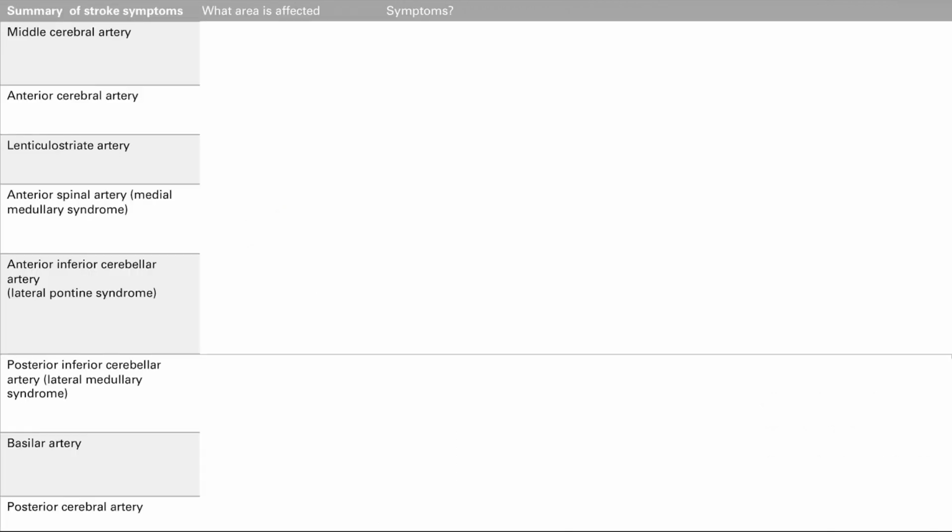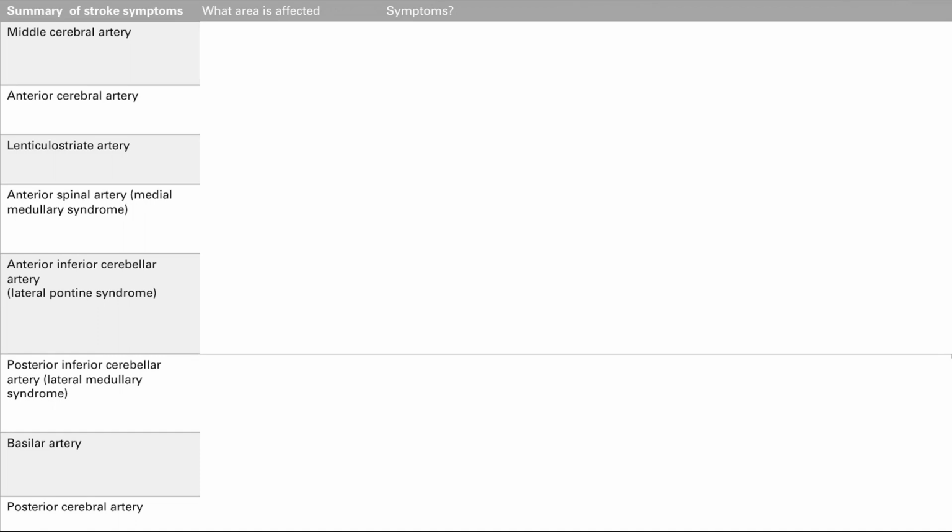So in summary, this is a big slide with the summary of all our stroke symptoms. You can stop here, you don't have to listen to this, but this is a good review of what areas are affected and what symptoms you will experience from strokes to different parts of the body. And basically, if you know this slide right here that consolidated all the information, you're good to go. Okay. So the middle cerebral artery, what area is affected? Remember, the middle cerebral artery supplies lateral parts of the cerebral cortex.